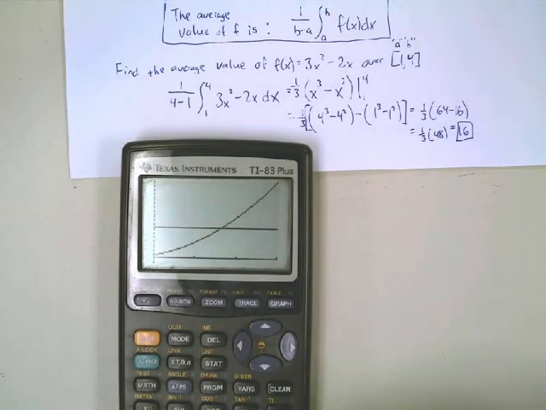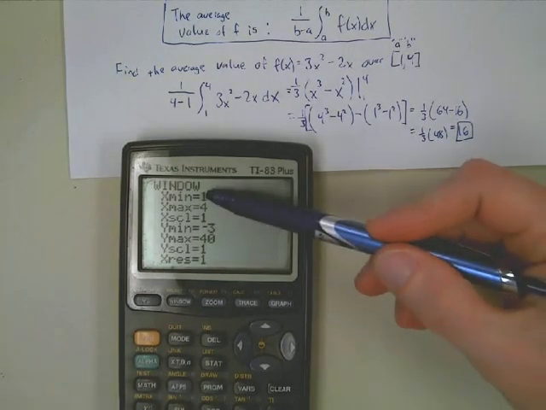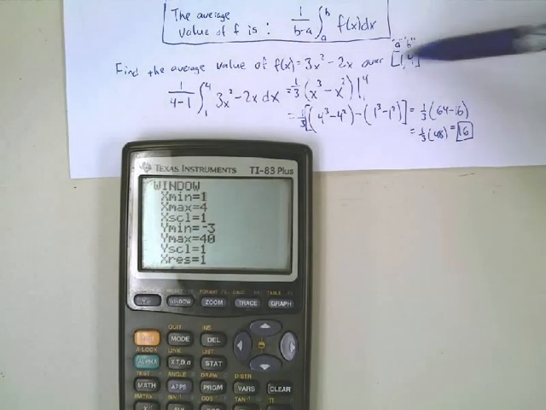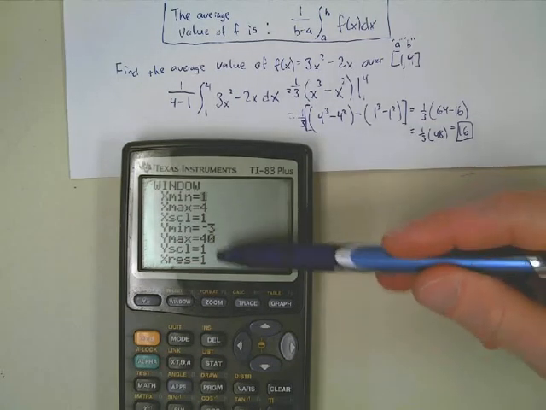Oh, I'll go back here, sorry. Window x min, x max 1 to 4, because we're only considering the interval from 1 to 4. Okay, and then the y max I had to increase because I didn't see the entire region there.